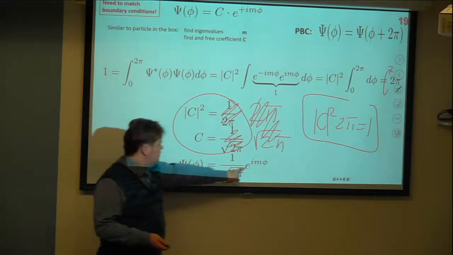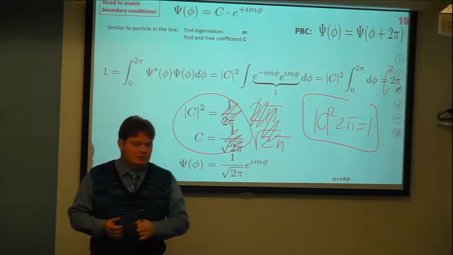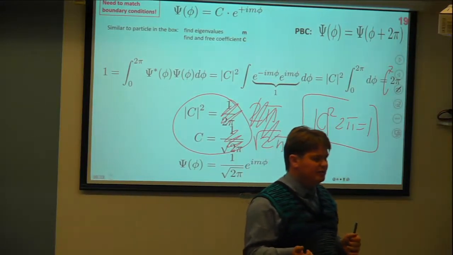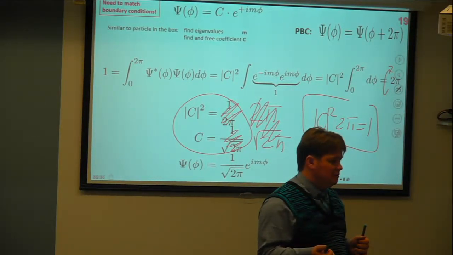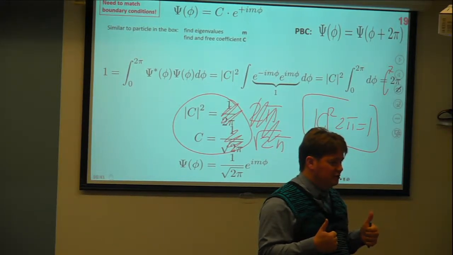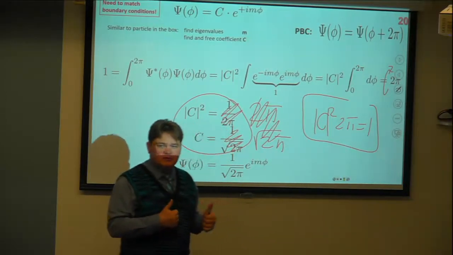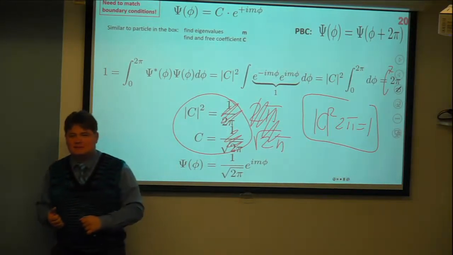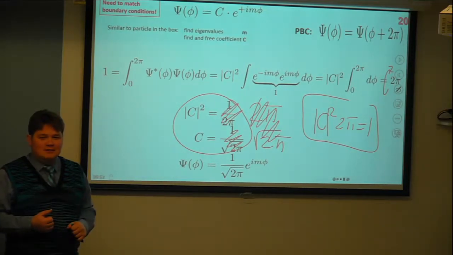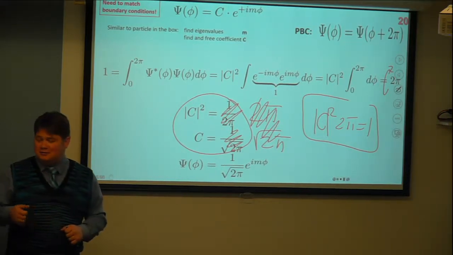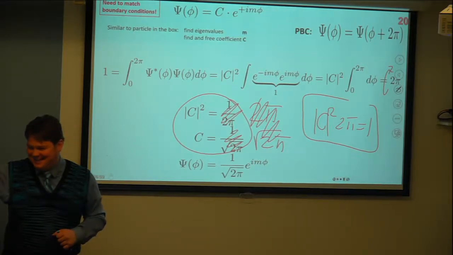So how do we get values of M? You know the rule of thumb for math and equations. Number of independent variables should be equal to number of equations, right? To find the answer. So what will be our equation to find M? Set the wave function equal to the wave function with the boundary condition plus 2 pi. Perfect.